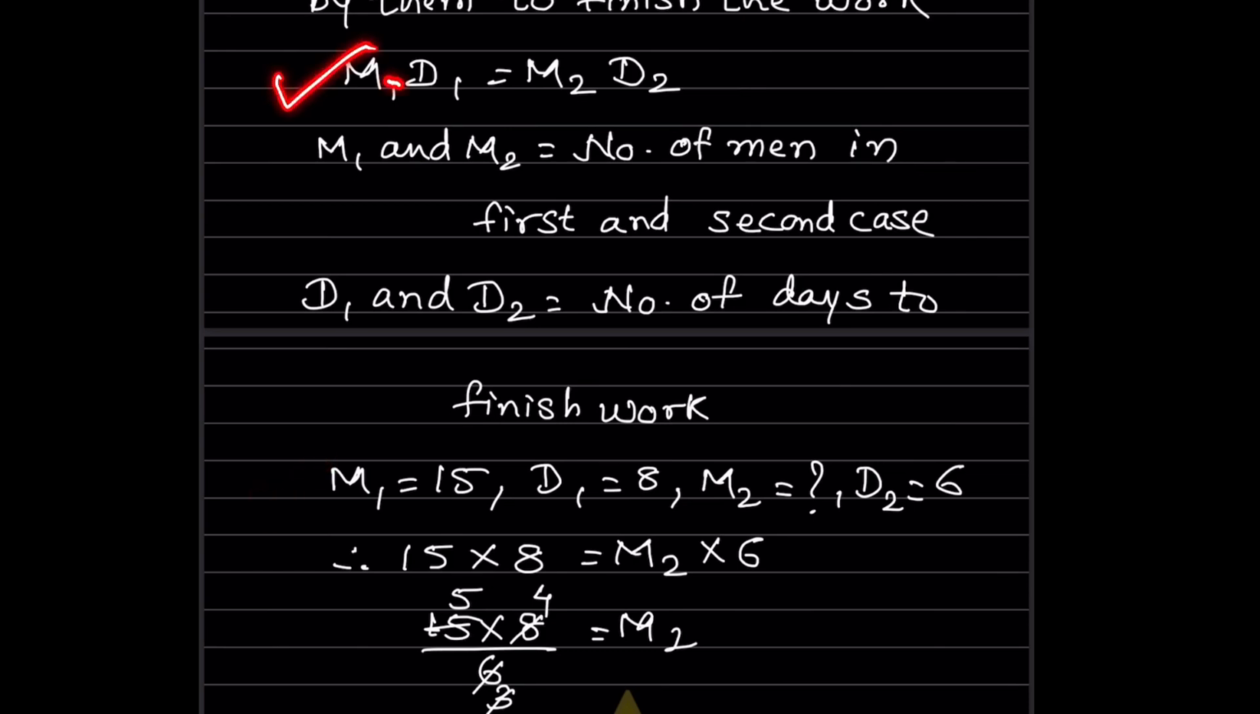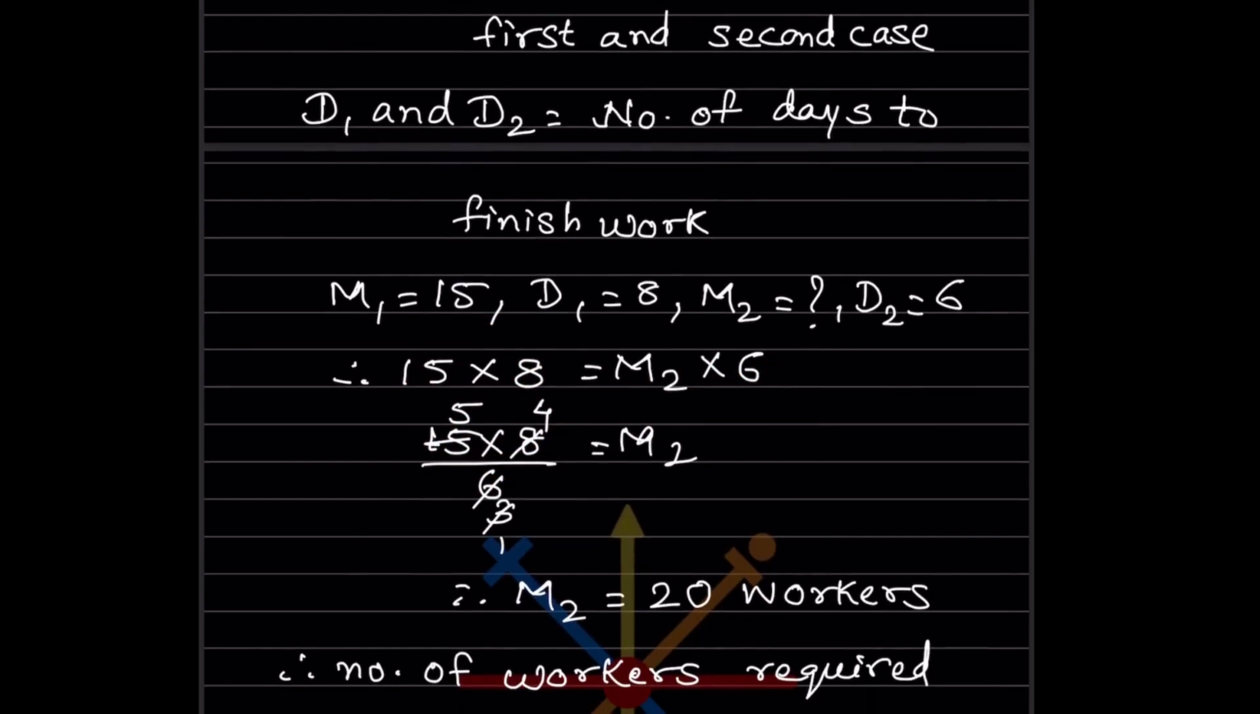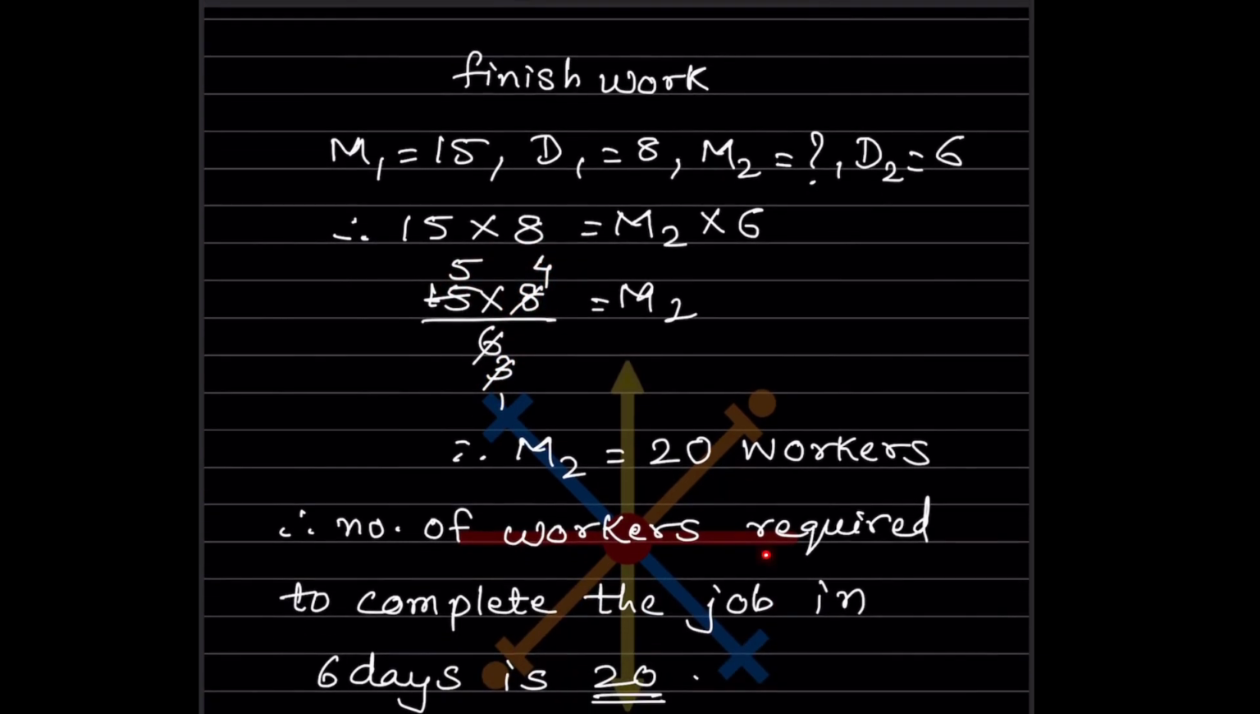So this will be 15 into 8 is equal to M2, which we don't know, into 6. Now 15 into 8, let us keep as it is in the same place. This 6, if we bring it here, it is going to get divided and this will be as it is. So now 2 3s are 6 and 2 4s are 8. So now 3 1s are 3 and 3 5s are 15. So M2 is 20 workers. So we can say the number of workers required to complete the job in 6 days is 20.